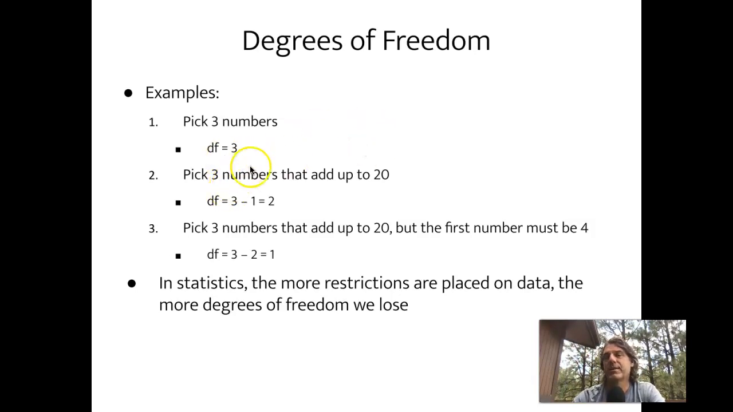Because the first number is 6, second number is 4. That adds up to 10, and all three numbers have to add up to 20. So to get us from 10 to 20, the third number has to be 10. So we put a restriction, adds up to 20. That means we subtract 1 from our total number of scores, and we get 2 degrees of freedom. Those first two scores could have been anything. But then that third score had to be fixed.